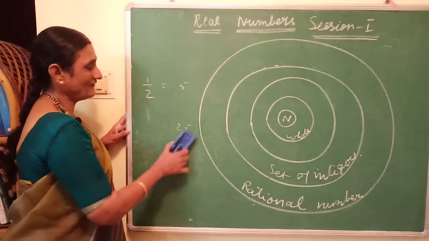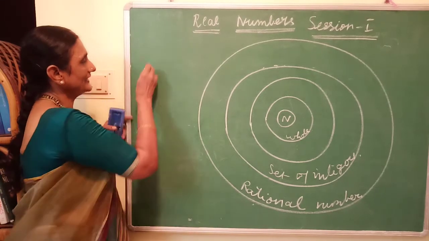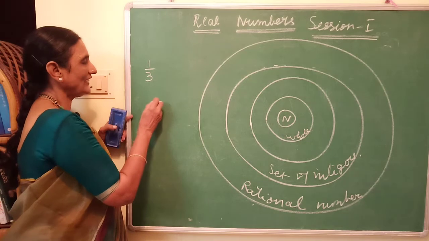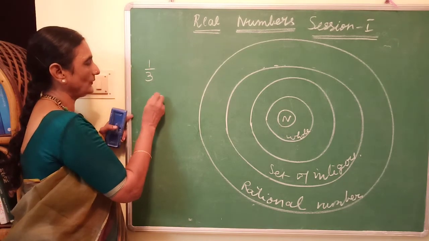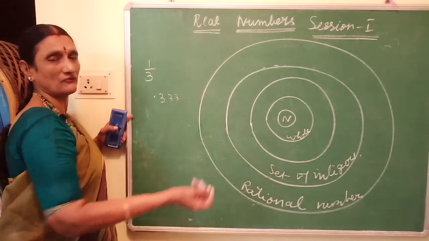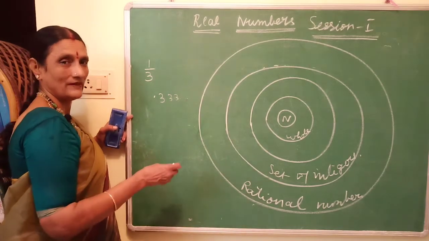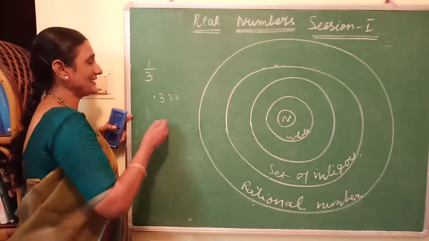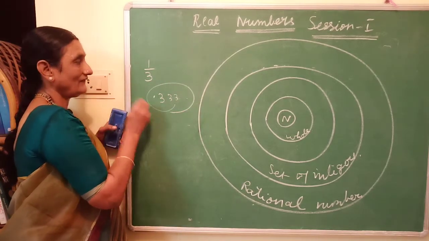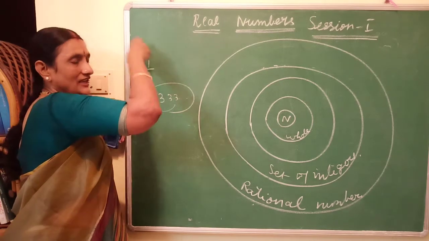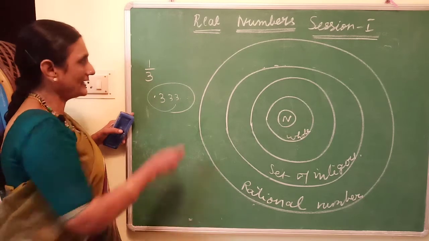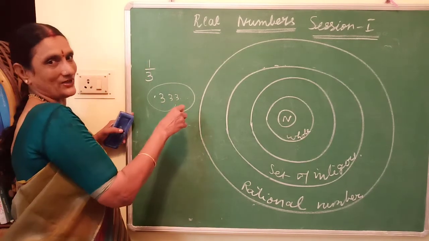But when we considered the decimal expansion of 1 by 3, what will happen? When we attempt to find it, you will end up with 0.33333 to infinite number of places. Now, we have also studied that just because we are able to write this decimal as a fraction, 1 by 3, even this belongs to the category of rational numbers, because we were able to express it in the form p by q.